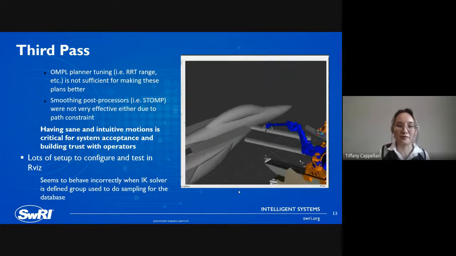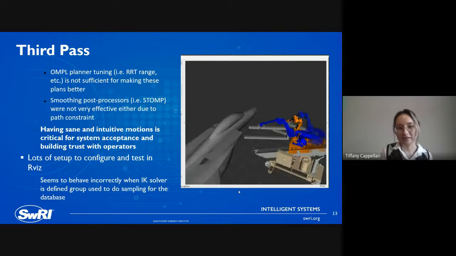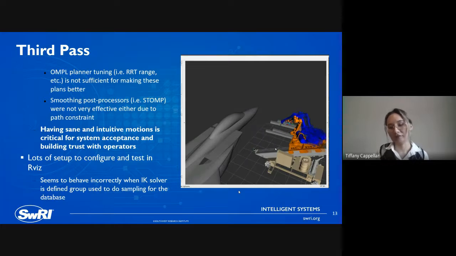And we decided that having sane and intuitive motions is critical for system acceptance and building trust with operators, as having these sort of more extreme motions would scare a human operator that hadn't seen it before and isn't sure whether it's going to hit the plane or not. And if it gets that close, it's possible for it to actually hit the plane by accident. And so we decided to try another approach.